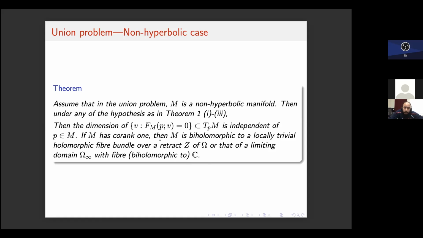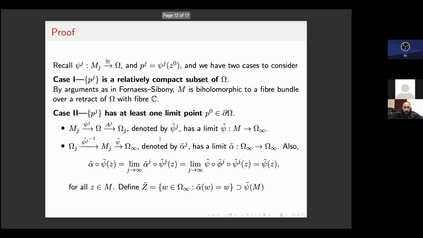The arguments of the proof are similar to what Fornaess and Sibony did, except that we need to point out how the retract Z is constructed. So I'll just outline how the retract is constructed. Let's recall the notations we already have: the initial biholomorphism Cj and the orbit Pj. We again have two cases to consider. When the orbit Pj is a compact subset of omega, the arguments of Fornaess-Sibony go through, so we don't have to do much.